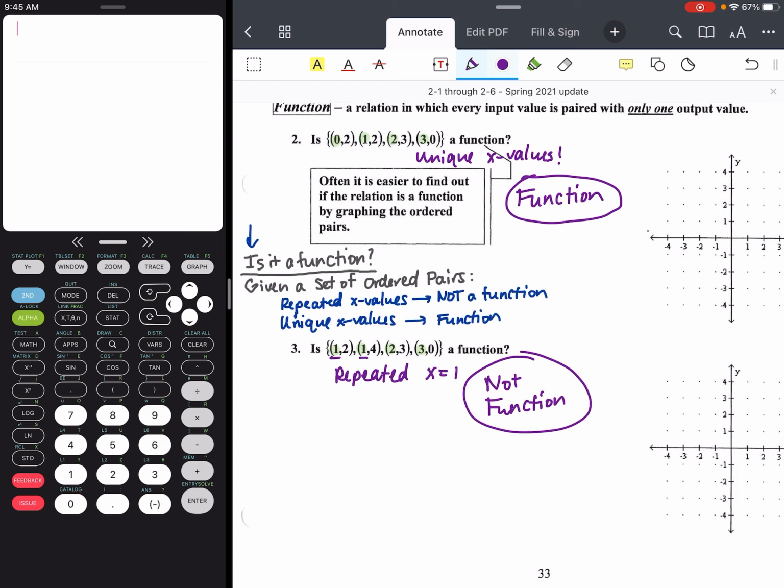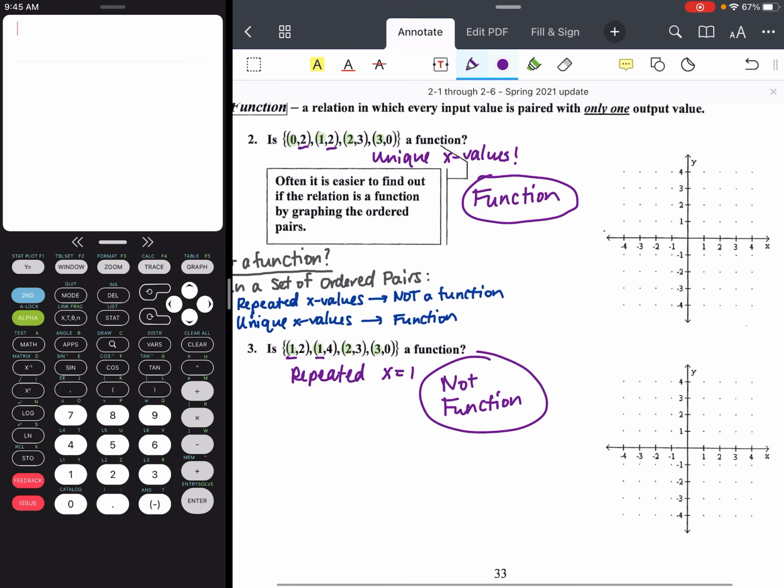By the way, I want to point out, going back to number 2, which is a function, notice that we have repeated y values of 2. That's totally fine. Repeated y values are not an issue. All that we're looking at is whether we have repeated x values.